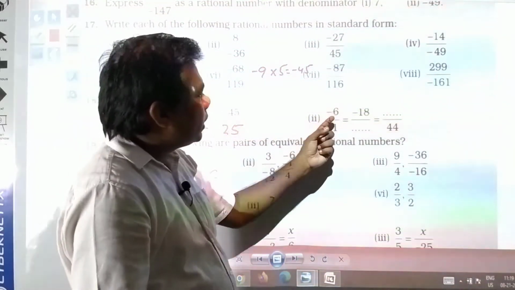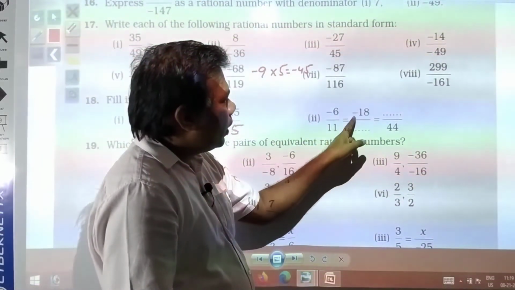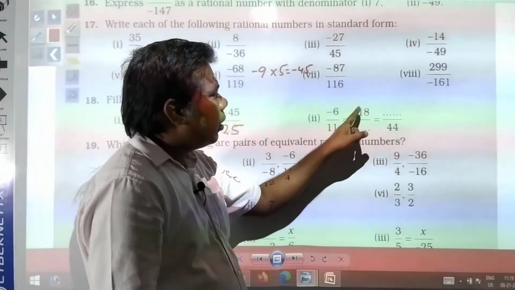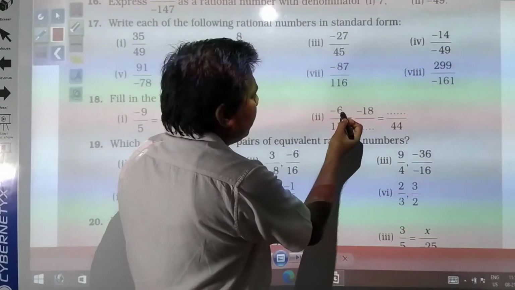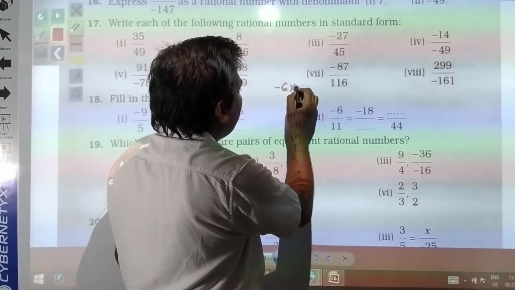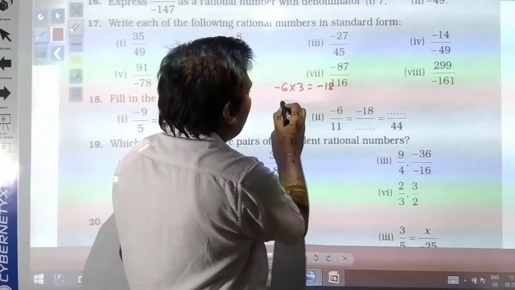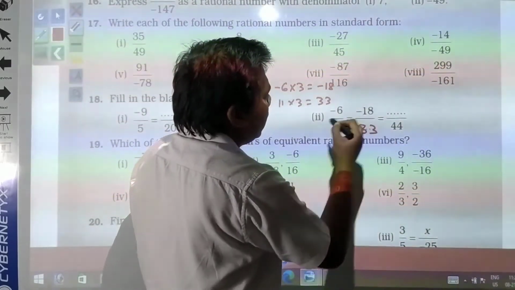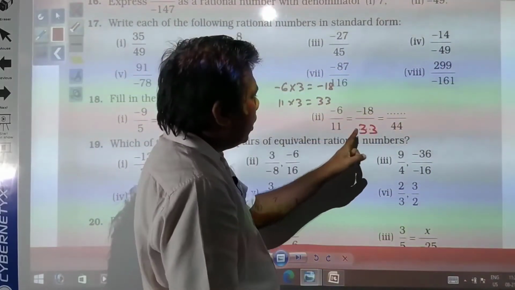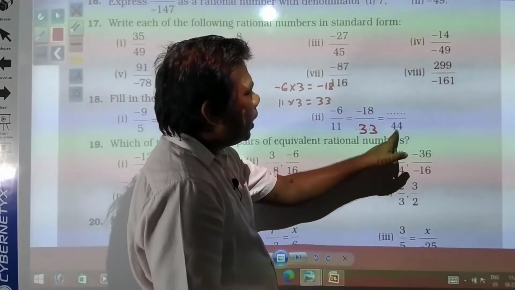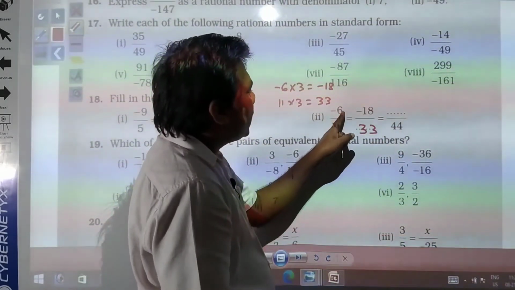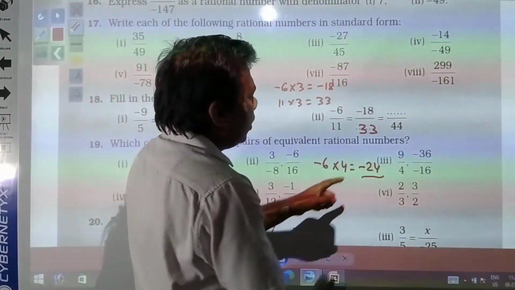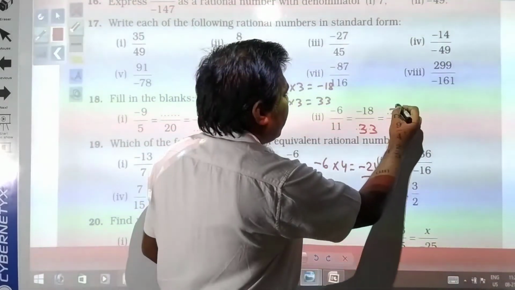Here you see minus 6 by 11 you have. Now you see in numerator minus 18 you have, it means by which number 6 has been multiplied and you have got 18. 6 threes are 18. Minus 6 into 3 you have got minus 18. So 11 into 3 we will get 33. Here your answer will be 33. Then you see by 4 it has been multiplied, so that you have got 44. So minus 6 is required to be multiplied by 4, so that you will get number over here. So your answer will be minus 24.